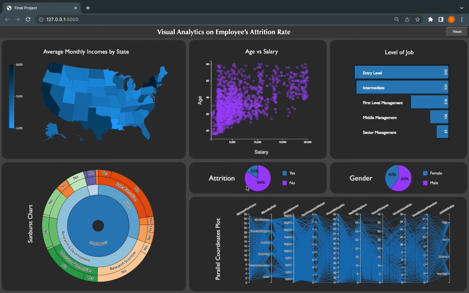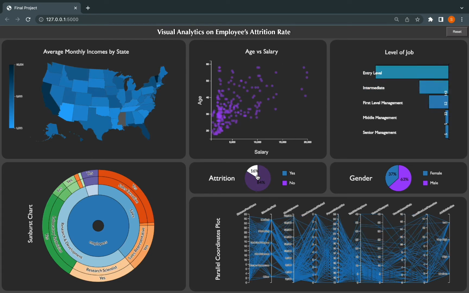The attrition chart represents the percentage of people who left the company versus the percentage of people who are working in the company. You can click on any of the slices to show the data.